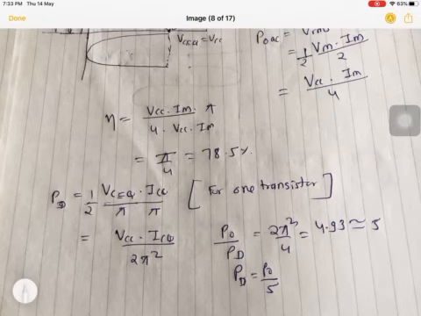In the previous case, for an output power of 10 watt, I needed a transistor whose power dissipation capacity is 20 watt. That is double the output power. In this case, I required only 2 watt, 10 divided by 5, only 2 watt. So that is the advantage of the class B amplifier in terms of efficiency as well as power dissipation.